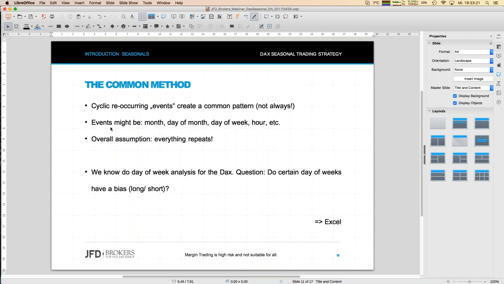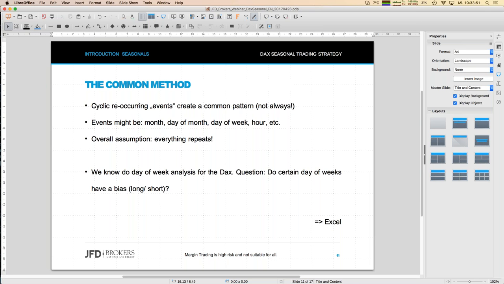In general, those events might be the months, like January, February, and so on, or the day of the month, which is interesting as well, because then you look, for example, at the beginning of a month, and that is good for stock trading to have a difference between the beginning of a month, the midterm of a month, and the end. You can find price relations there as well.